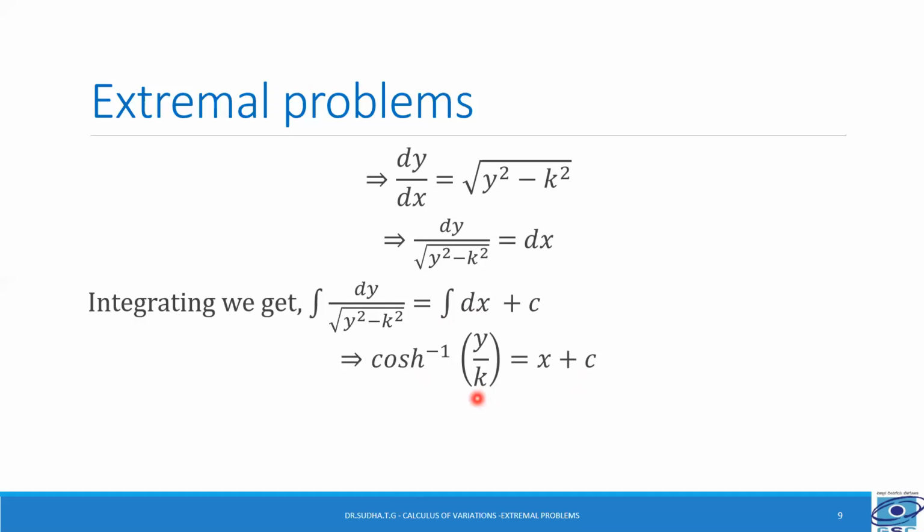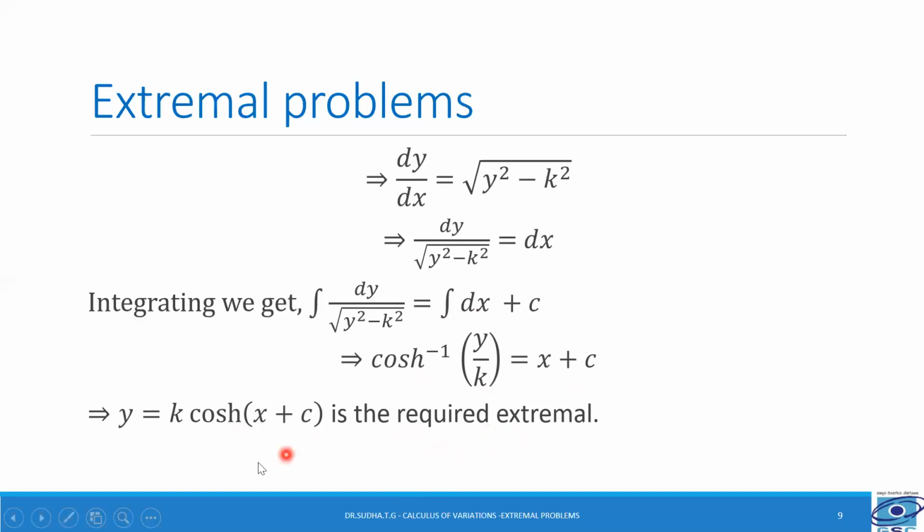Let us solve this for y. When you solve this for y, you get k into cos hyperbolic of x plus c, and this is the required extremal. Here no other conditions are given to find the constants c and k. Therefore, you keep the solution as y is equal to k into cos hyperbolic of x plus c, and this is the required extremal. Hope everybody followed how to solve these extremal problems.